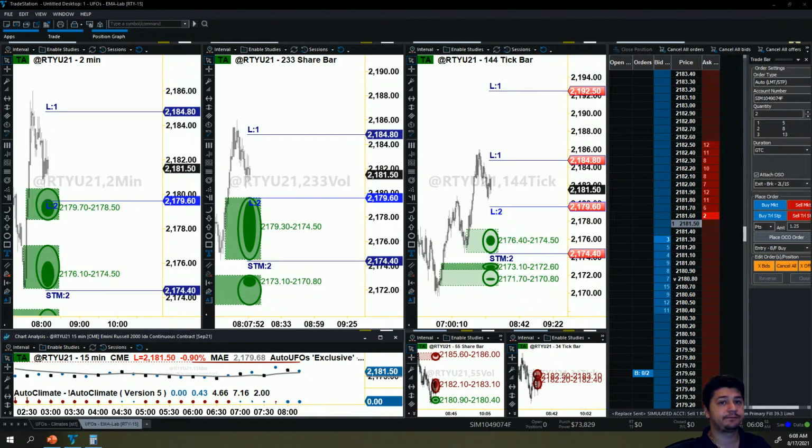For our intents and purposes, utilizing the technology that we have in front of us here, I'm going to be going in on this sim trade with the mini. However, should you choose to, you can definitely go in with the micro.